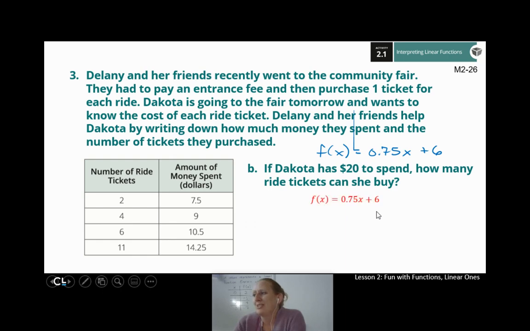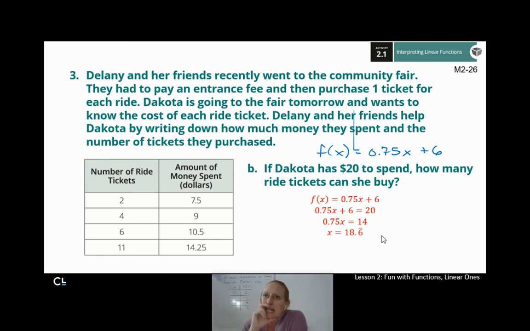So I actually used this function. And I thought, okay, well, when would this equal $20, right? She's got $20 to spend. So I just set it equal to $20, and then I did the math. I subtracted 6 from both sides. 20 minus 6 is, of course, 14. I then divided both sides by 0.75, and I got 18.6s going like forever and ever.